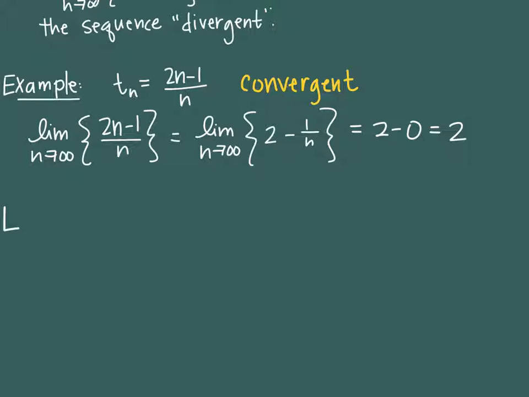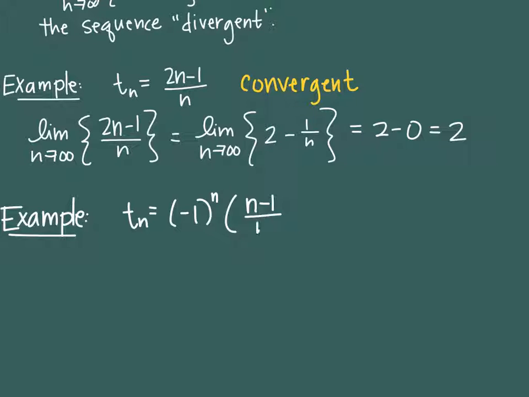All right, final example. T sub n equals negative 1 to the n times n minus 1 over n. Okay, this is another explicit sequence, but the negative 1 to the n is going to cause this sequence to do what? Oscillate. Okay, the negative 1 to the n means it's going to switch from positive to negative, positive to negative.